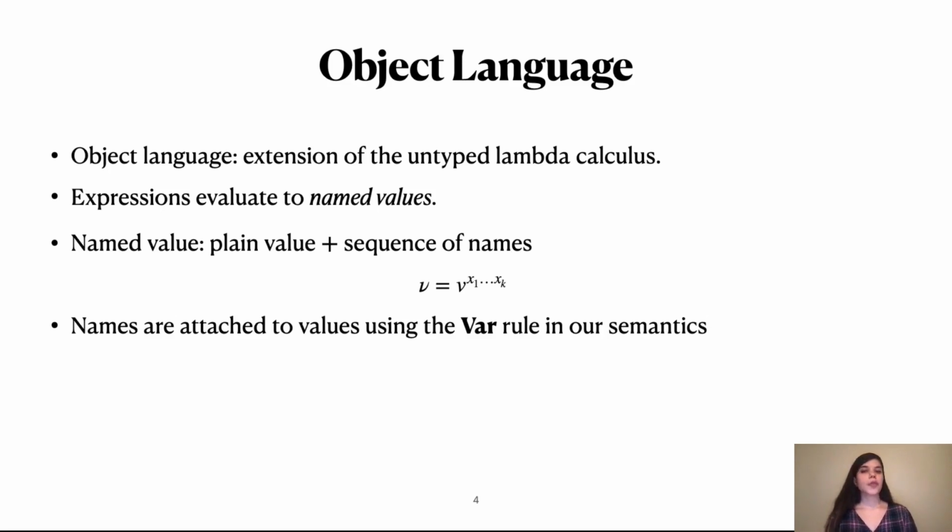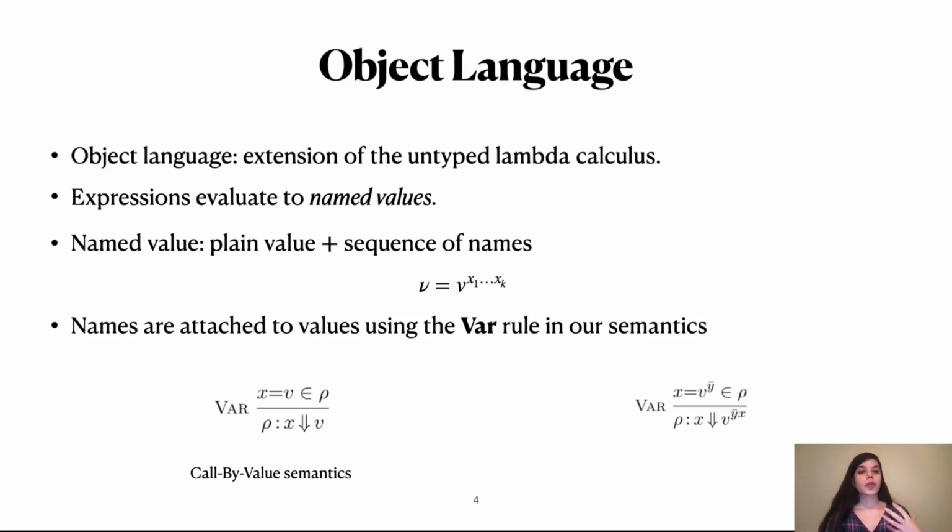We are all very familiar with the var rule of the standard call-by-value semantics. Here, when we look up the binding of variable x in the environment rho, we get a plain value v. In contrast to that, when we look up the variable x in our environment rho in our semantics, we get the named value. Also, the name x is attached to the named value on the right. We call our semantics call-by-named-value semantics.